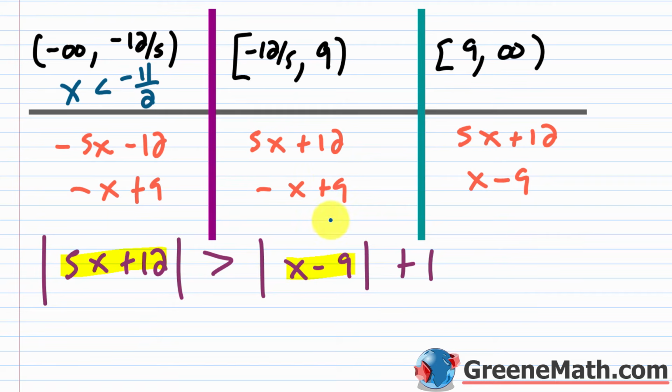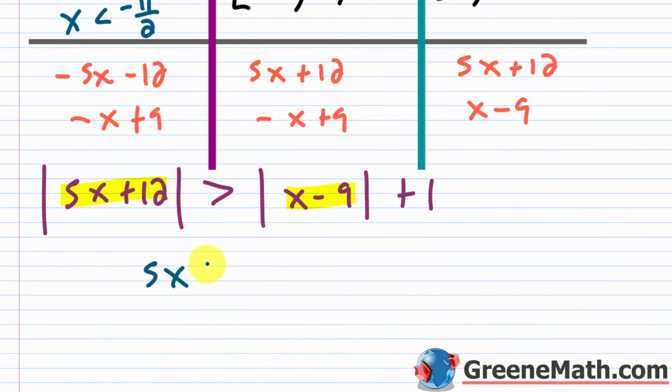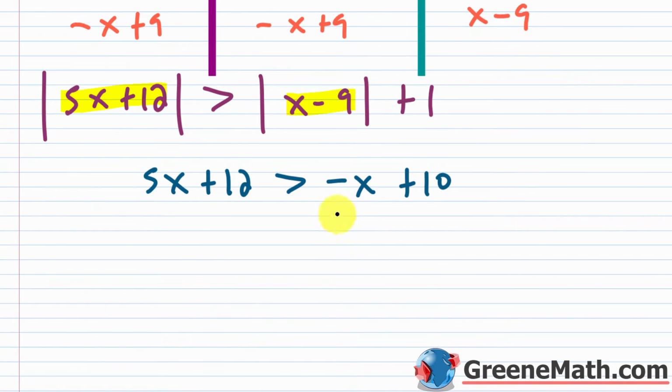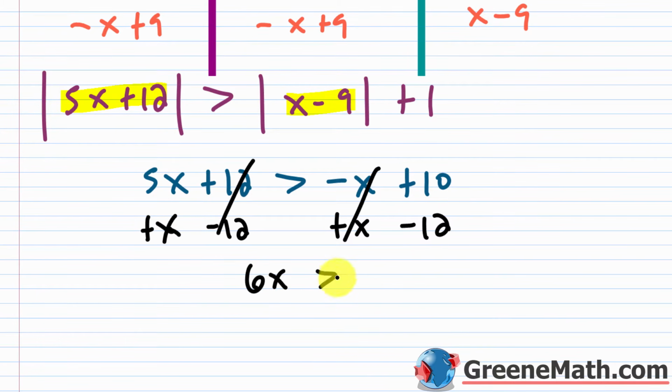So for this one right here, we can just say that 5x plus 12, just dropping the absolute value bars, is greater than, here I want the negative, so negative x plus 9 and then plus 1. So again, 9 plus 1 is 10, so let me just replace that real quick. And so we'll add x to both sides of the inequality, that cancels. We'll subtract 12 away from each side of the inequality, that cancels. So if you have 5x plus x, that's 6x, and this is greater than 10 minus 12, which is negative 2.